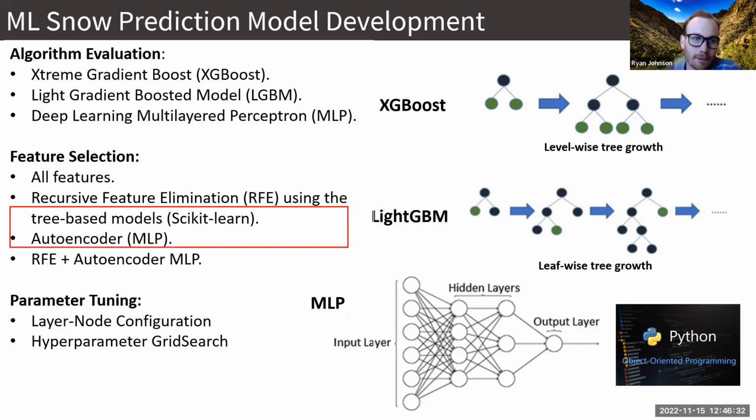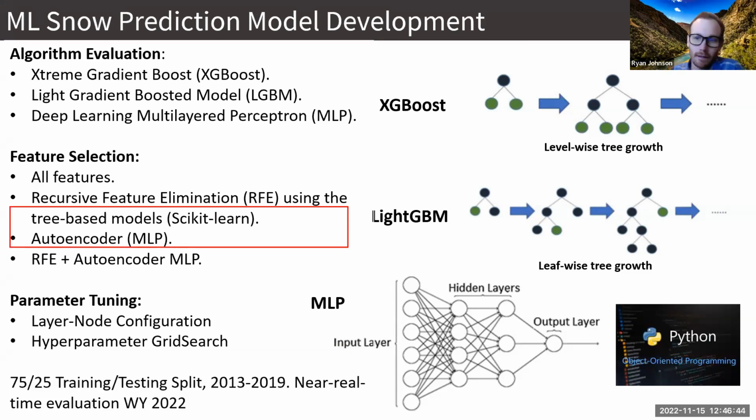We did parameter tuning on the MLP models. We looked at different layer node configurations for select regions. And we did hyperparameter grid search for the tree-based models. And then for the model training, we used 75% of the 2013 to 2019 observations. This is over 200,000 observations.